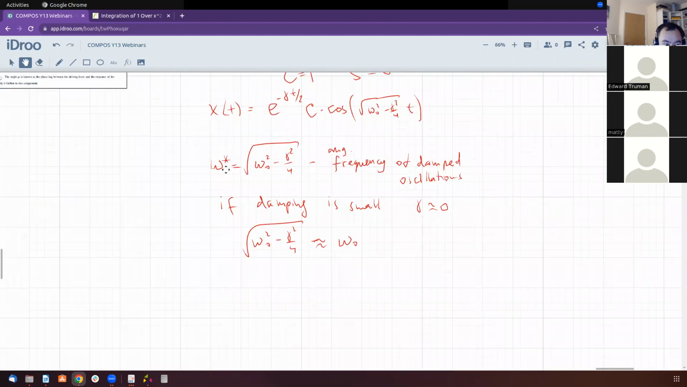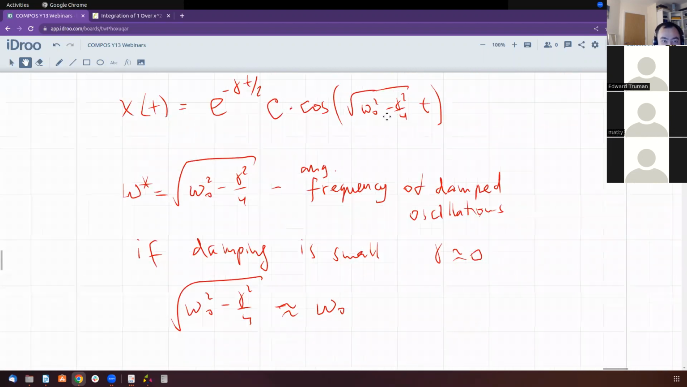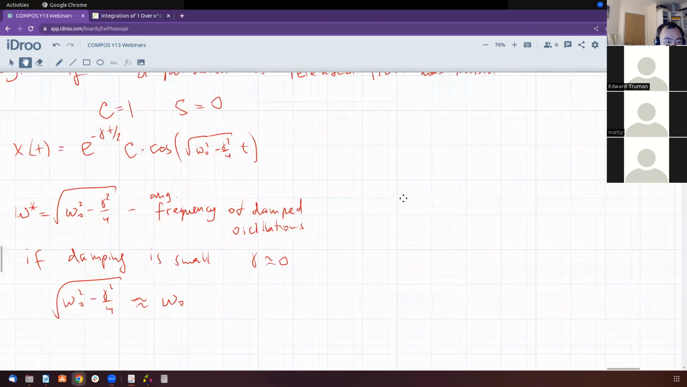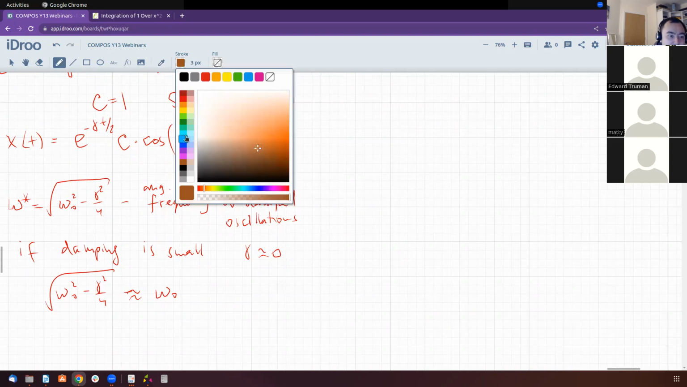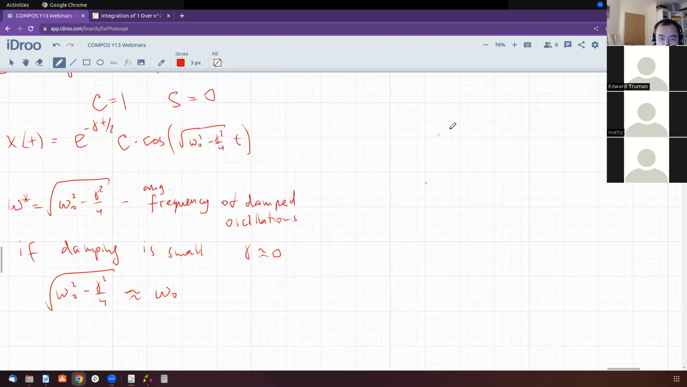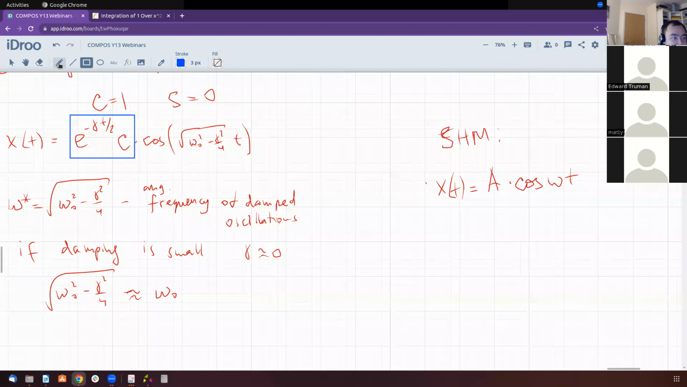Now this term, as I said, if you look at the equation of simple harmonic motion, you have amplitude multiplied by cos omega t. Here, it's the same thing. The amplitude, this is the amplitude.